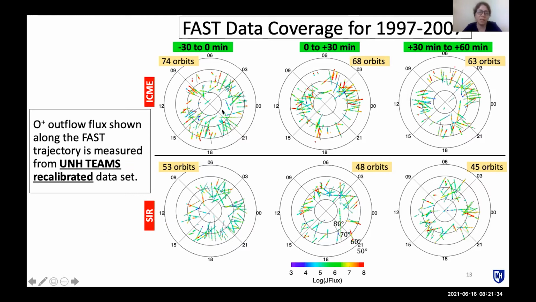I binned my data into 3 epoch times. The left column shows half an hour before injection time. The middle column shows the first half hour after injection time, and the right column shows the second half hour after injection time. The top row is for all the ICME Sawtooth events, and the bottom row is for SIR Sawtooth events. And as I said before, I showed the outflow flux along the fast trajectories. The location of the dial plots in this slide will repeat in my next slides.